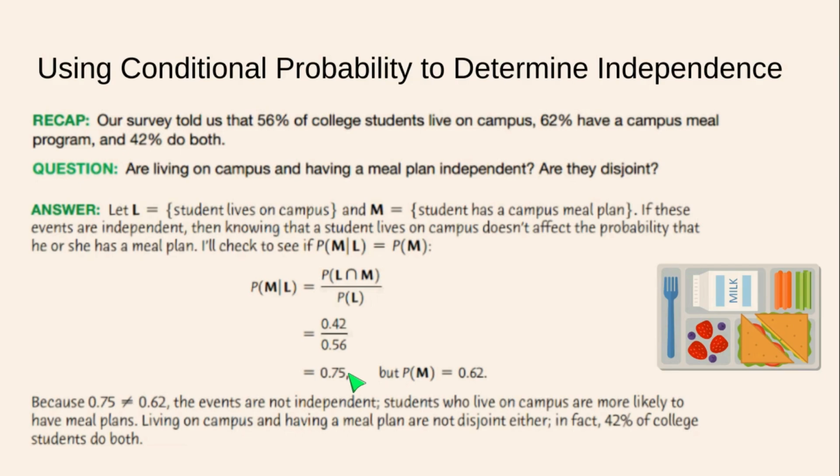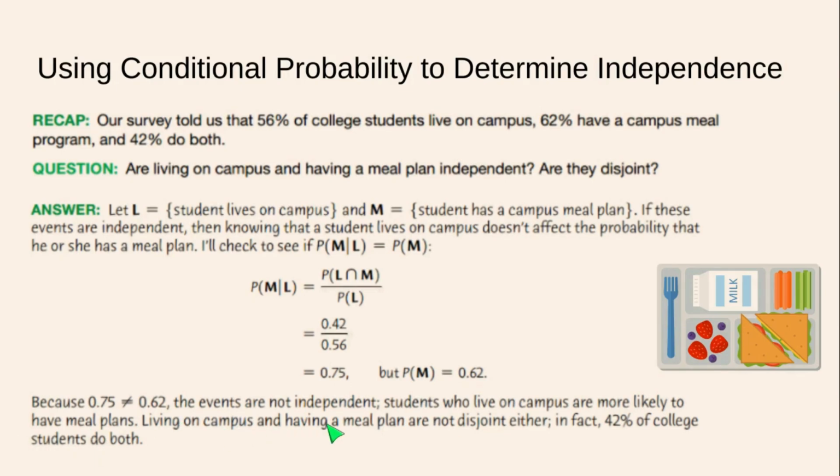But as we see in our problem, the probability of having a meal plan is 62%, and last I checked, that is different than 3 out of 4. Because 3 out of 4 is not the same as 62%, the events are not independent at all. Students who live on campus are more likely to have meal plans.